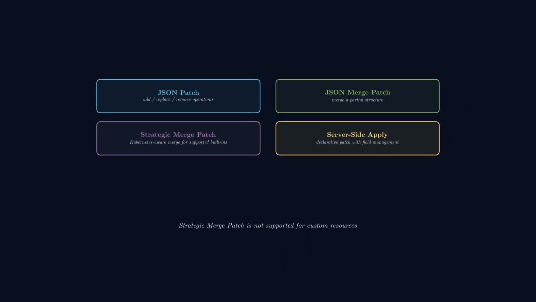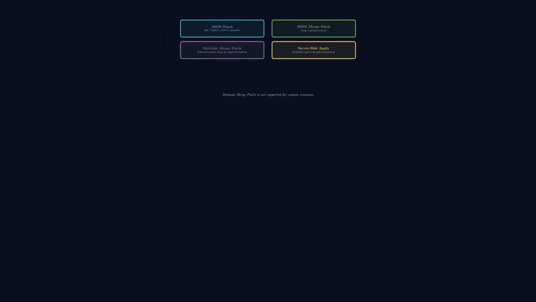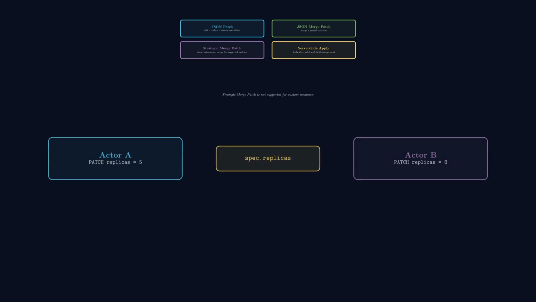But a small patch does not answer who owns the field. Imagine two actors both patch spec.replicas. One wants 5 replicas and the other wants 8. Both requests are small, but they still disagree about the same field. So after reducing the size of the write, we still need a way to describe responsibility.